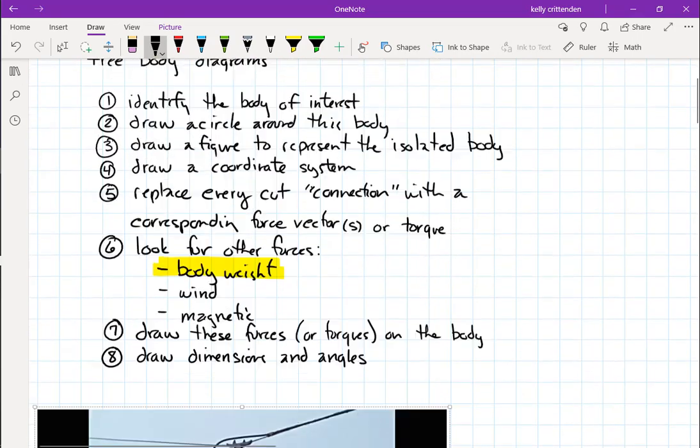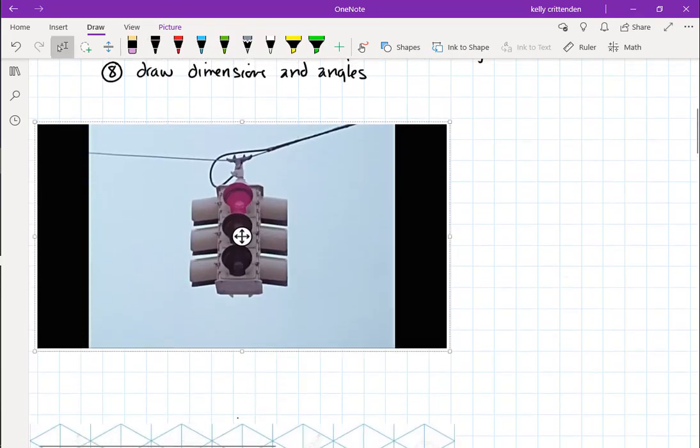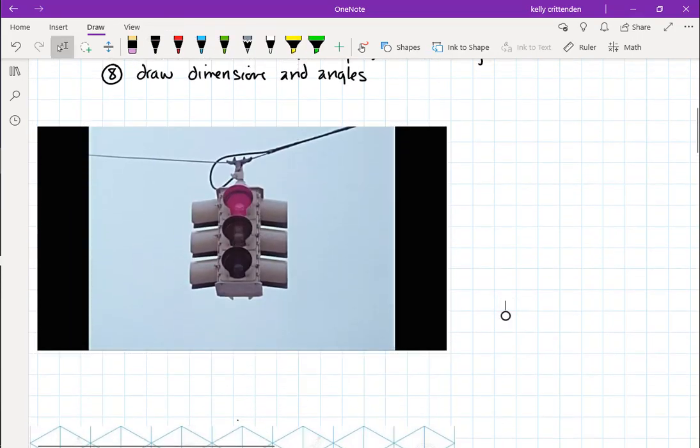First step was identify the body of interest. So if this is our thing that we're interested in, maybe what we're most interested in is this little point up here. So we draw a circle around it. That's one thing, that little connection point where these cables, this is probably one continuous cable. We'll treat it like two separate cables since it looks like maybe it's clamped right there.